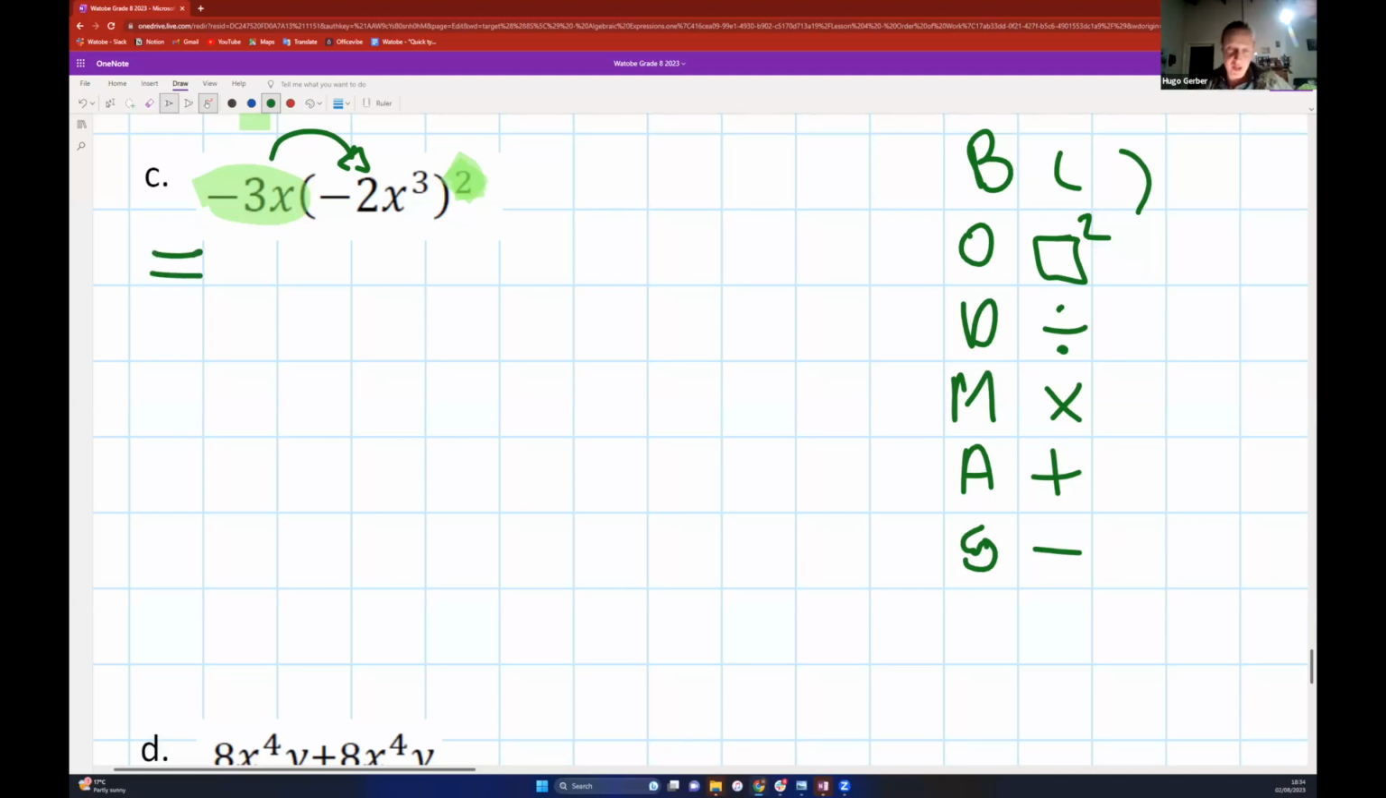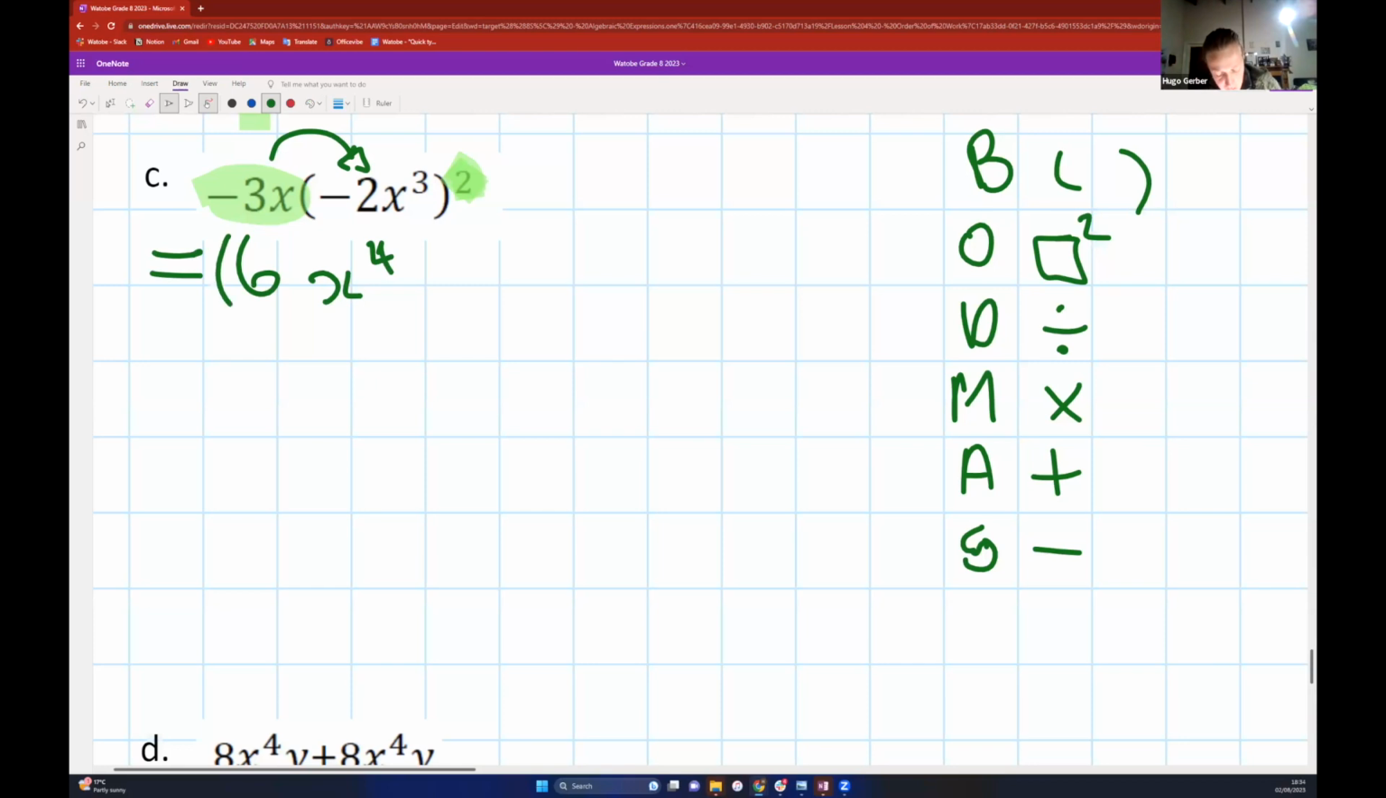Okay, guys, I'm hoping that we are all on the same page. We have a negative multiplied by a negative. We first have to take care of that. That's just going to turn into a positive, and a positive we do not have to show. Then we have 3 times 2. It's going to give us 6. Now we have an x times x cubed. That's going to give us x to the power of 4.